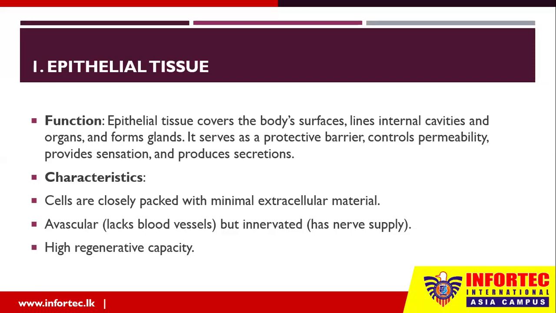Then the most important characteristic of these epithelial tissues is the avascular nature. It means there is no blood supply, or sometimes it lacks blood vessels, right? But although this tissue has no blood supply, it has a nerve supply. Nerve supply is there, right? That's why I already mentioned in the functions that it provides sensation. If there is no nervous supply, we cannot get that function, right?